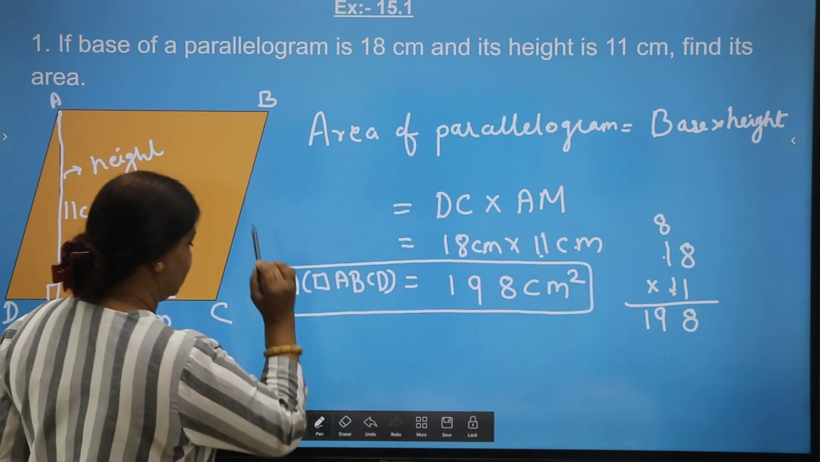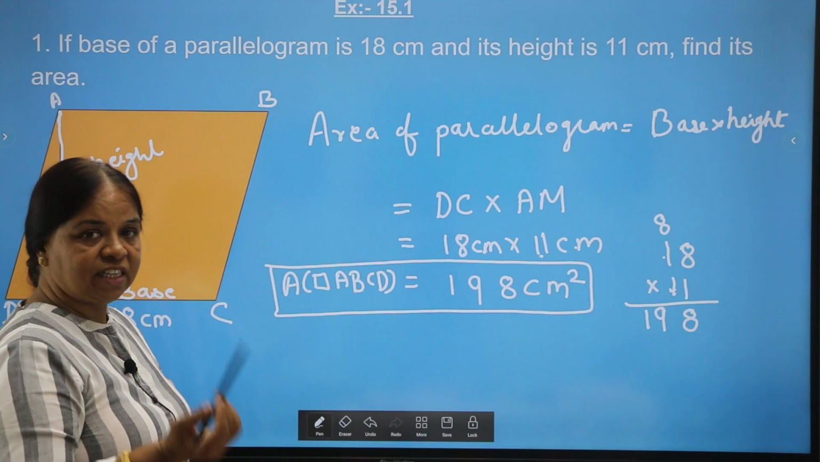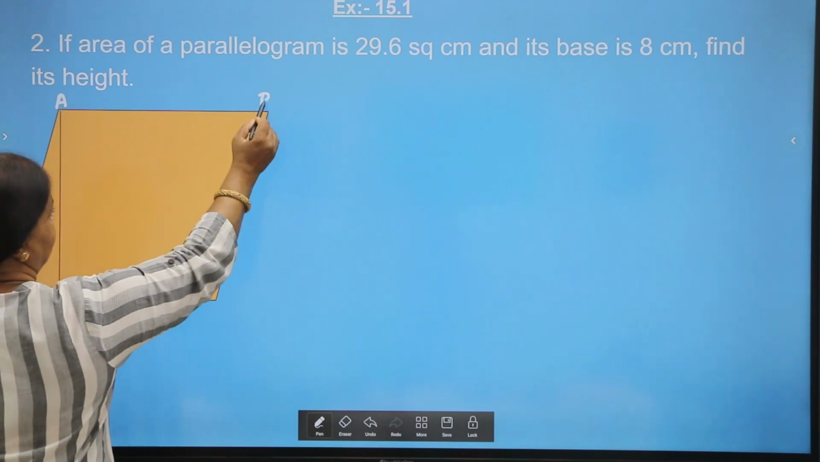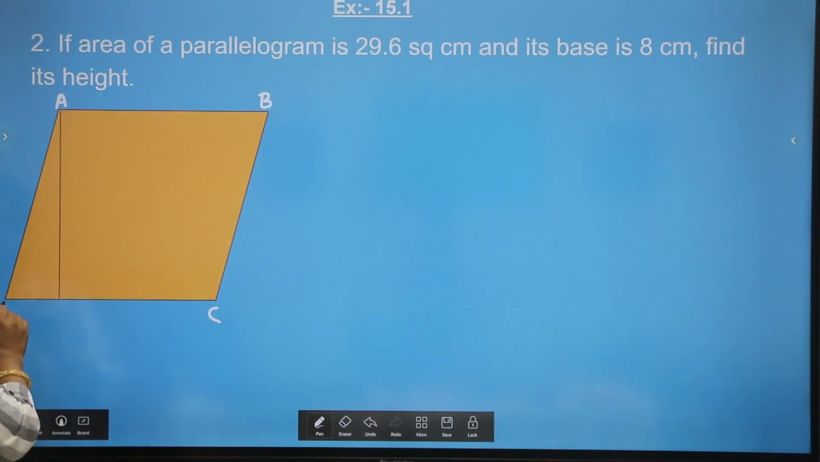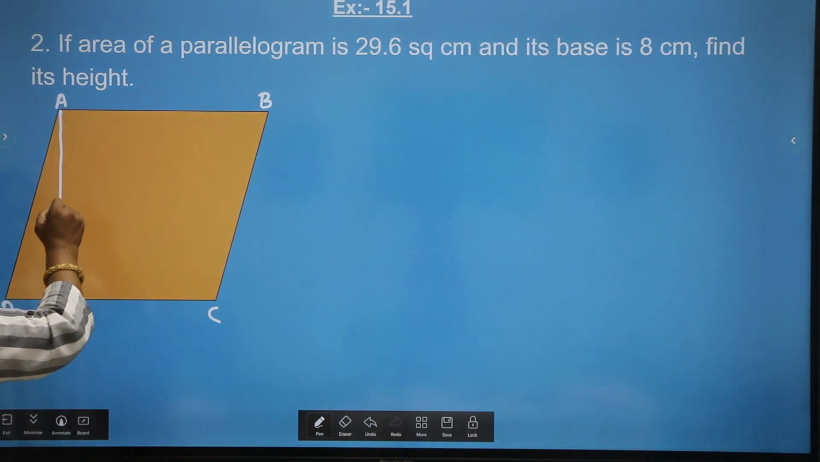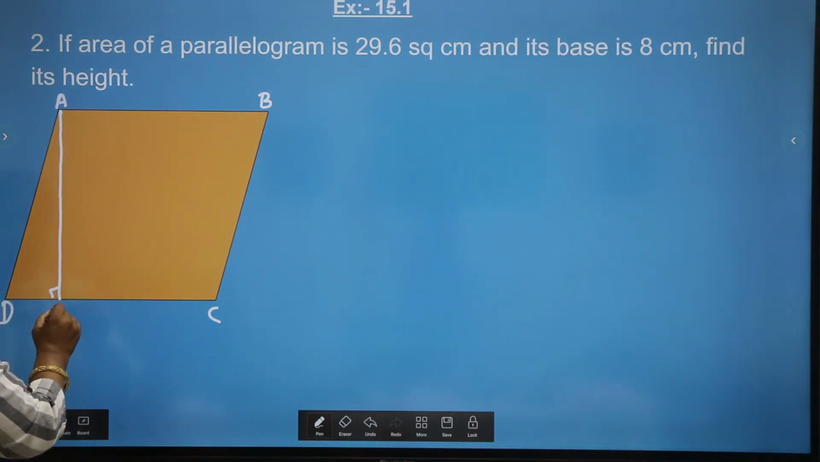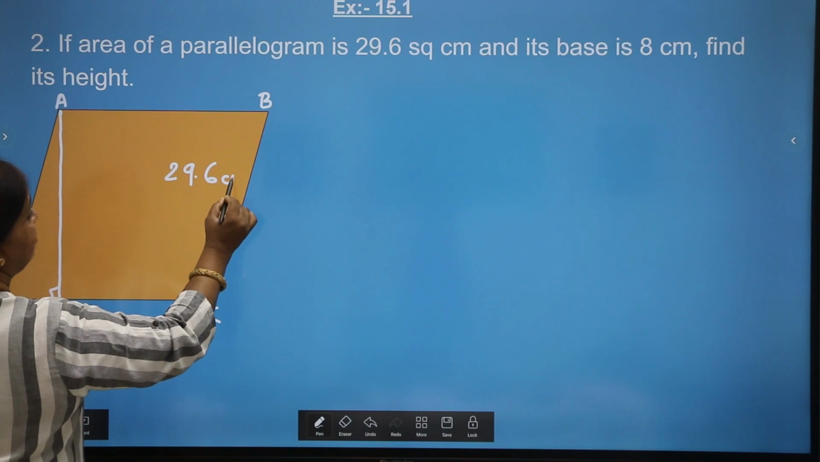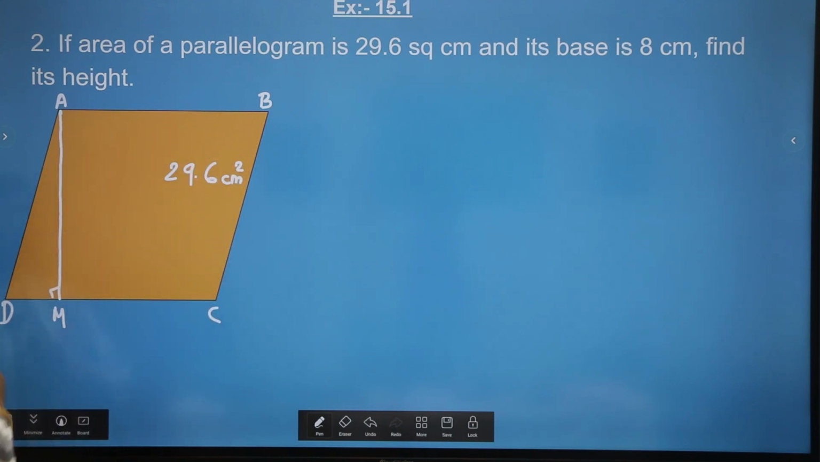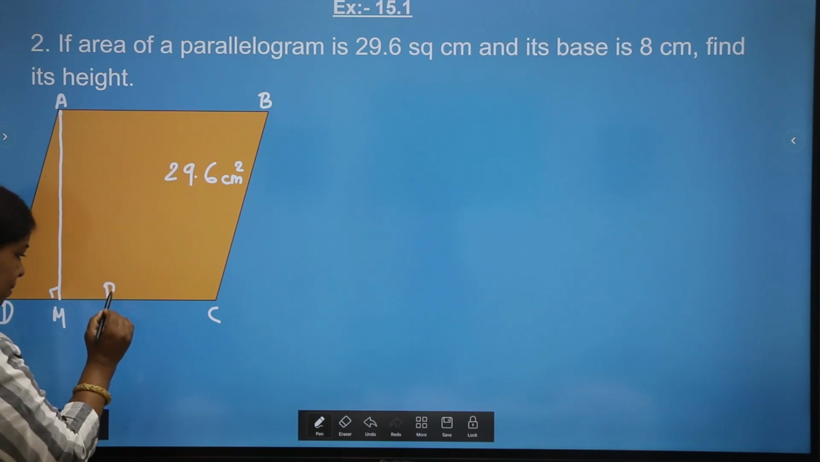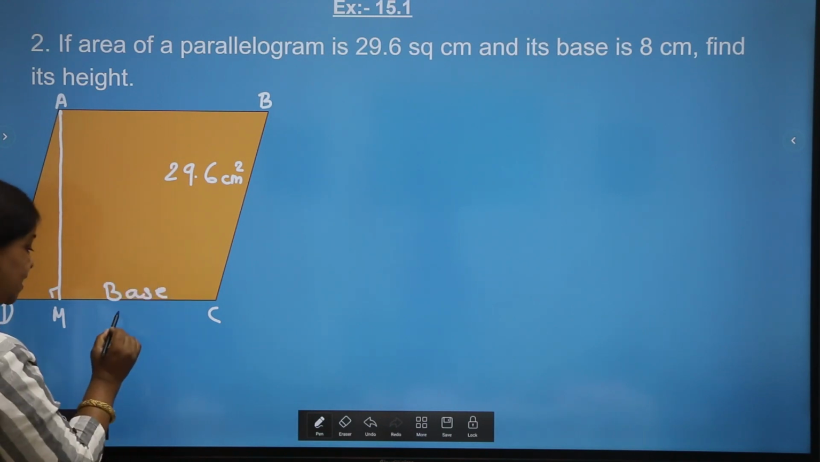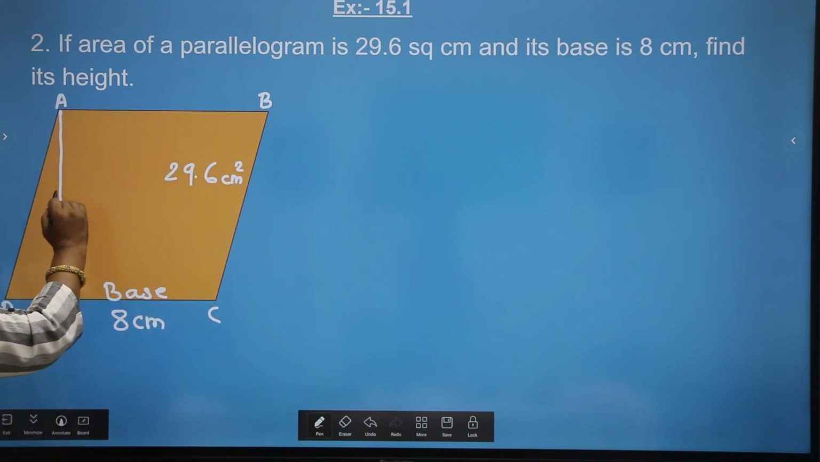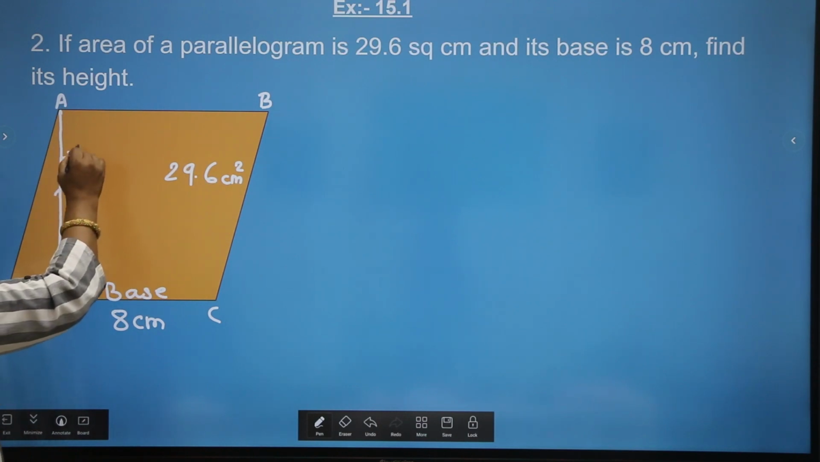Fine. You can pause the video and you can solve the sum. Let's move to the next question, children. Area of this parallelogram ABCD, and AM is the perpendicular height. Okay. And the area is given, 29.6 centimeter square area. And its base is 8. This is the base, children, and the base is how much? 8 centimeter. Find its height. We need to find out height. This is the height, children.